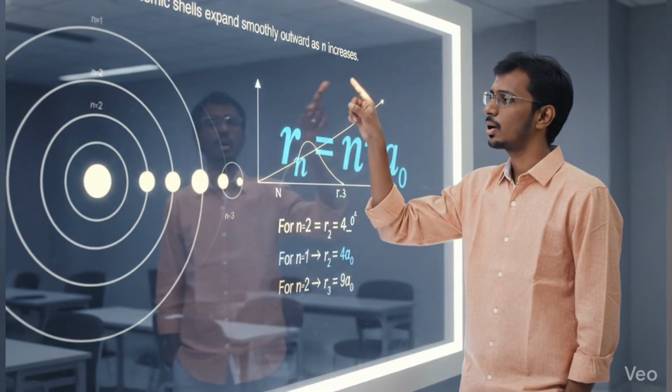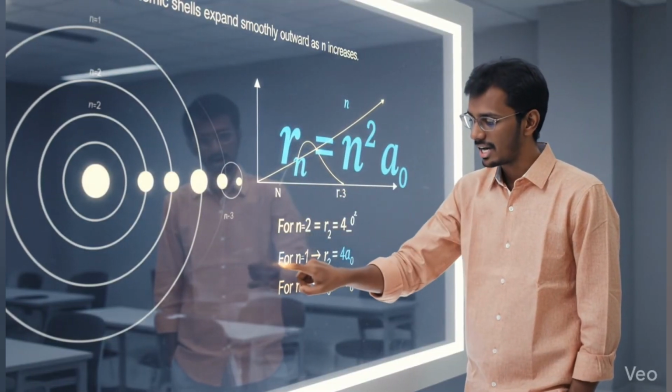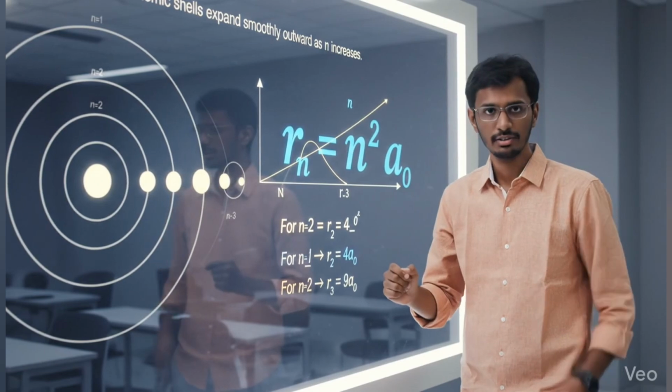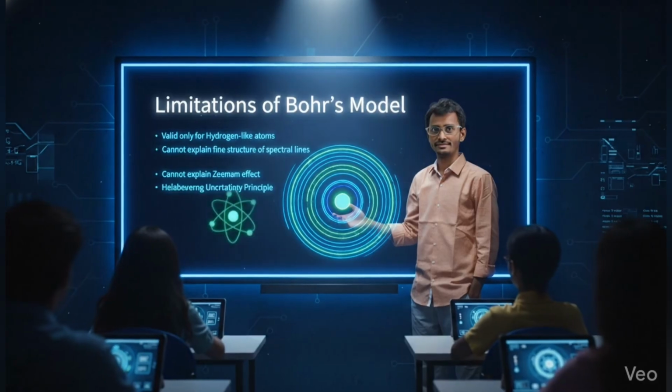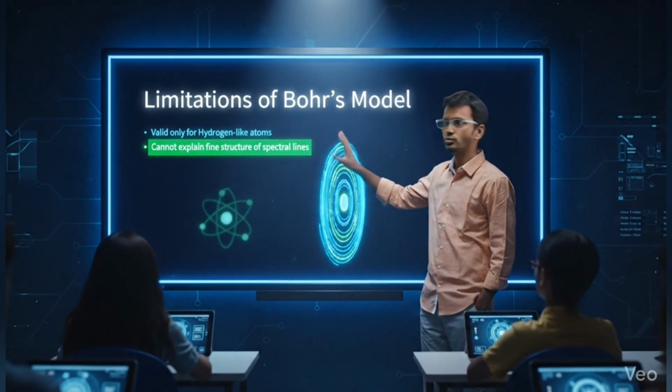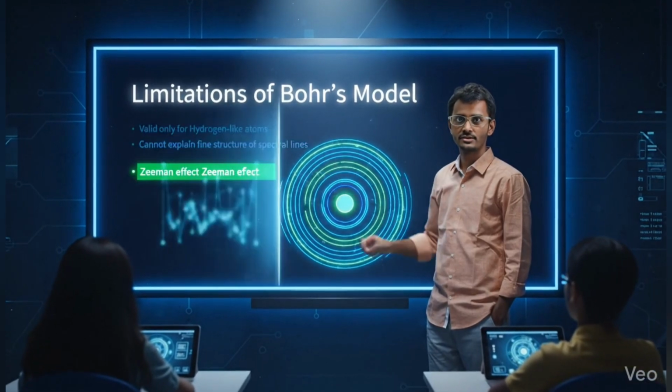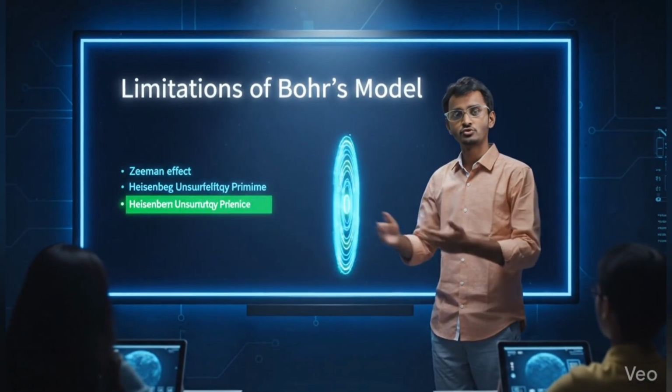The radius of an orbit in the Bohr model is given by the formula r sub n equals n squared a naught. Here, a naught is 0.8. Although Bohr's model was revolutionary, it has certain limitations. First, it works only for hydrogen.